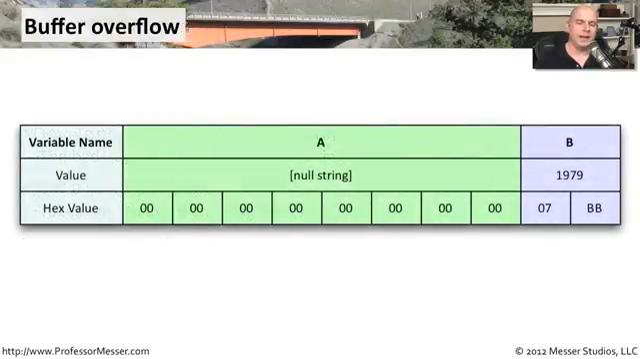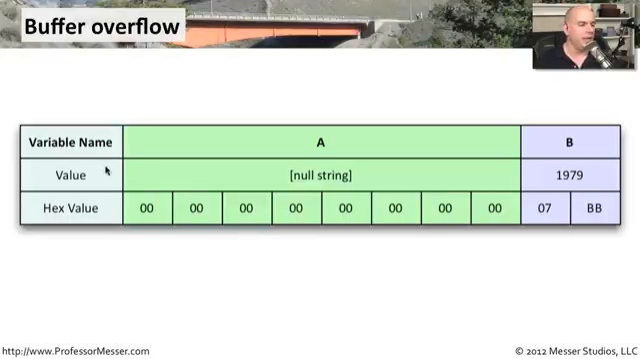Here's a very simplified view of what a buffer overflow might look like. We have two variables in our application, a variable A and a variable B. As we're running this application, nothing has been put into variable A, but you can see 1979, a number, has been added to variable B, and the hexadecimal representation of 1979 is 07BB.